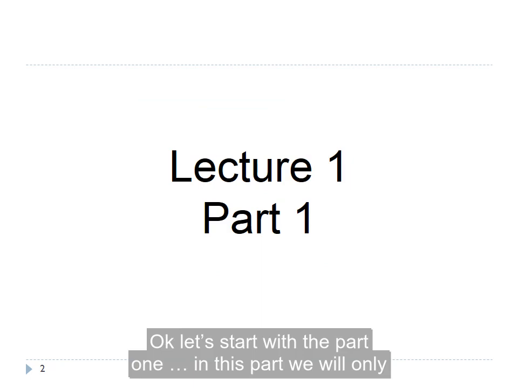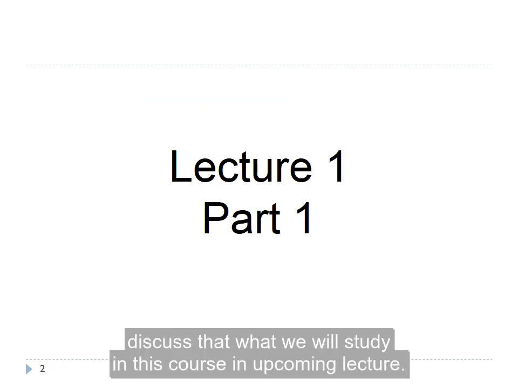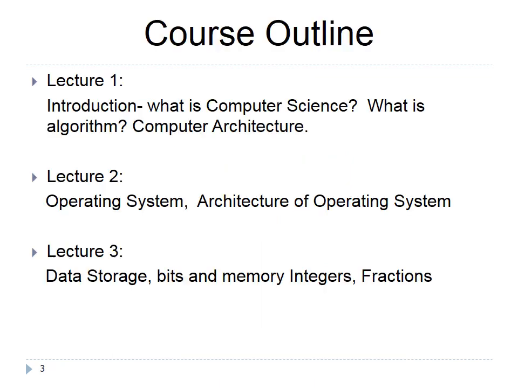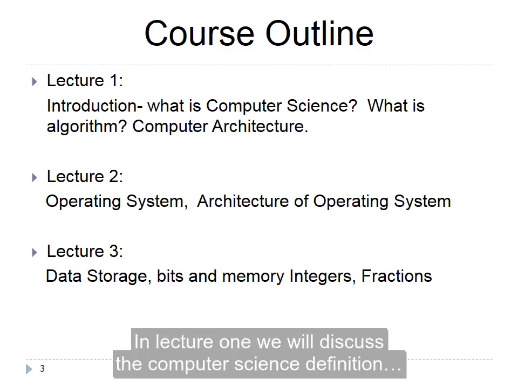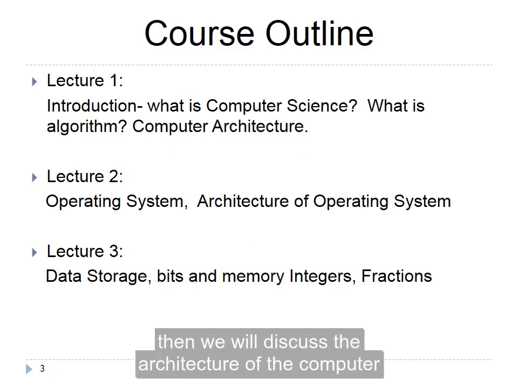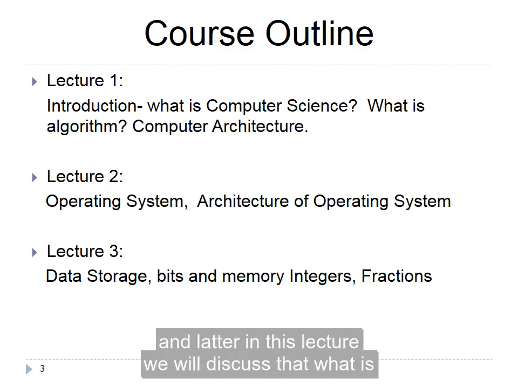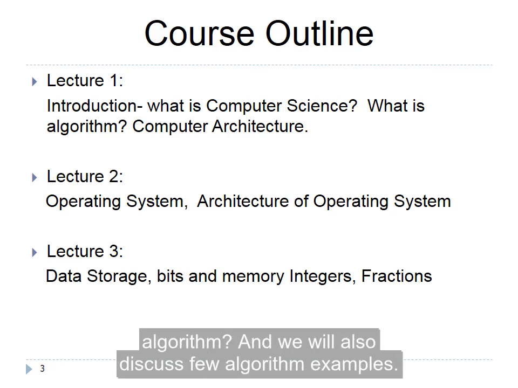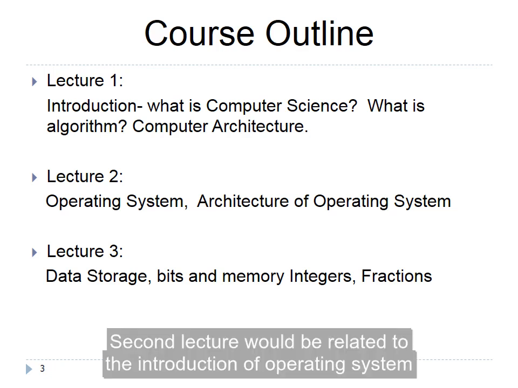In this part, we will only discuss what we will study in this course in upcoming lectures. In lecture 1, we will discuss the computer science definition. Then we will discuss the architecture of computer, and later in this lecture we will discuss what is algorithm. We will also discuss few algorithm examples.